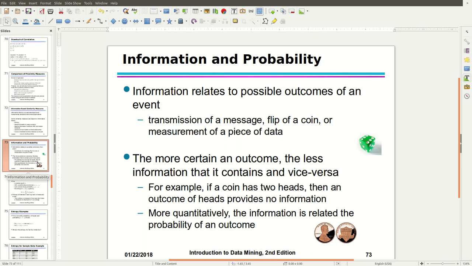For instance, if you have a coin and it has two heads or two tails, either way, knowing the outcome doesn't provide us any information, because both are two heads or two tails. No new information will be provided. So certainty is actually working against us. More quantitatively, information is related to the probability of an outcome. So it's really that intermingled.